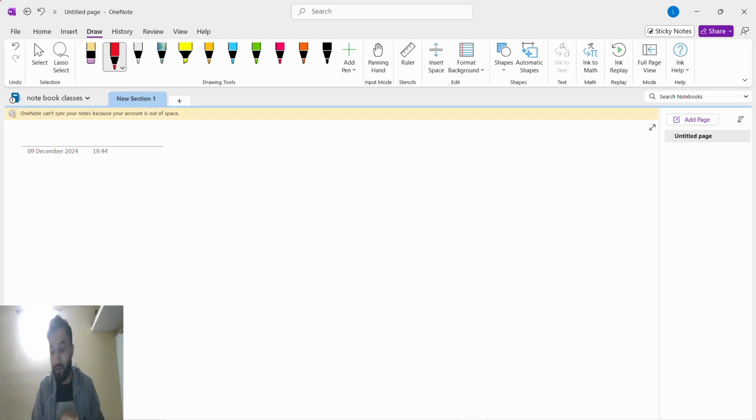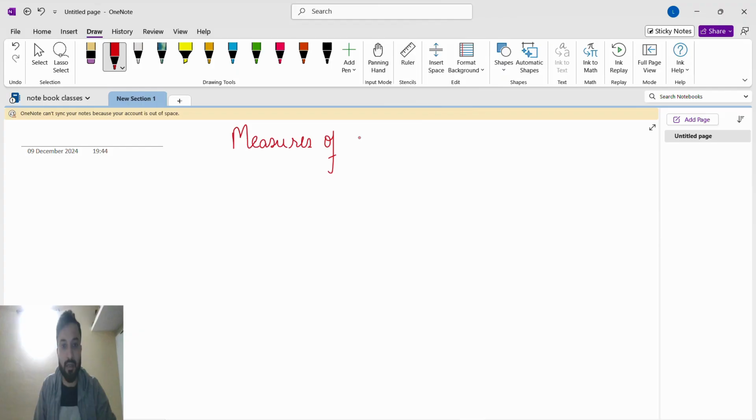So guys, today's video we are going to start with a new chapter, that is measures of dispersion. I'm going to write the chapter name, measures of dispersion. I have already done the chapter statistical description of data, then I completed the chapter measures of central tendency. Now I am doing measures of dispersion.